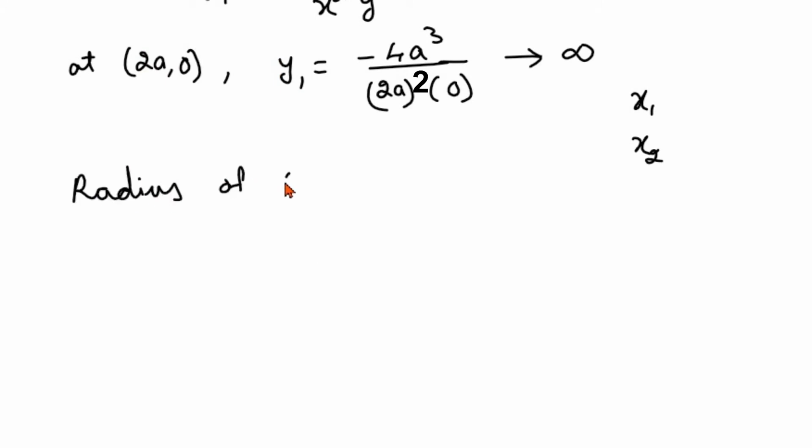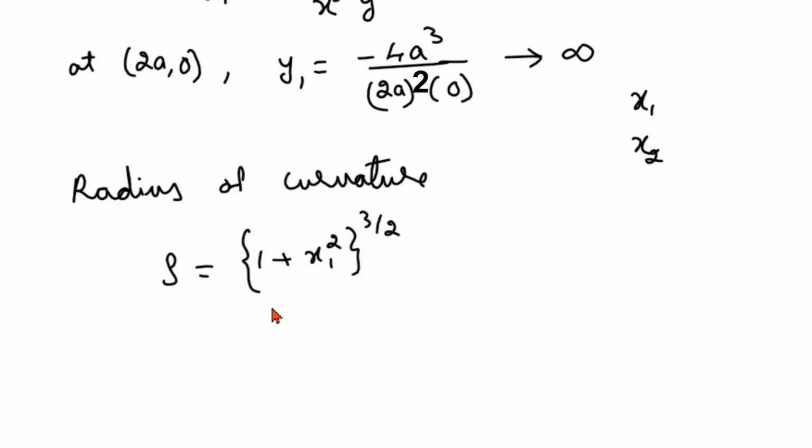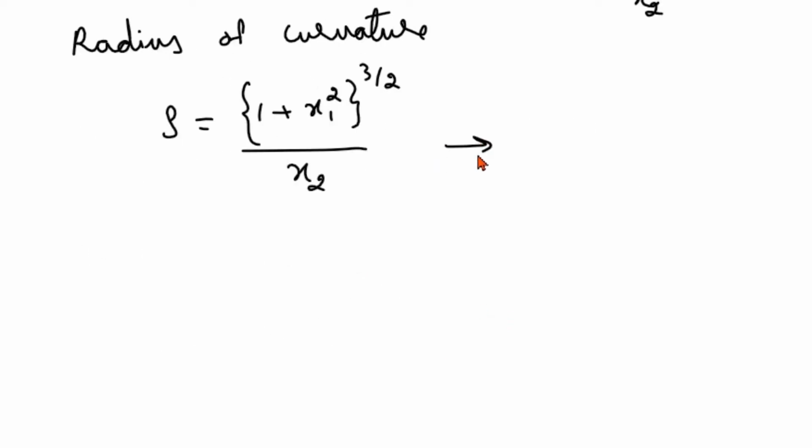The radius of curvature formula is rho equals (1 plus x1 squared) to the power of 3 by 2, divided by x2. You can use this formula. The details about this formula I have given in my previous video, so you can watch that video for this formula. Let me rewrite that formula again over here: rho equals (1 plus x1 squared) to the power of 3 by 2, whole divided by x2. Let me take this as equation number 2.